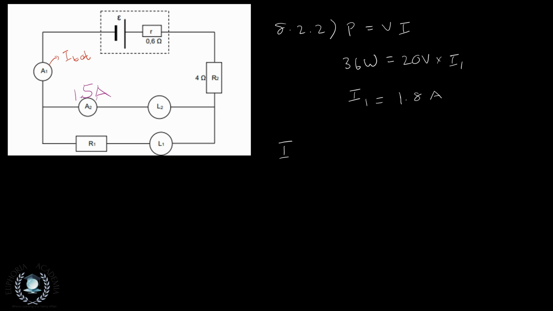Now, the total current, as stated before, is a combination of I1 plus I2. We already found I2. Our I1 is 1.8 amps, and I2 we found to be 1.5 amps, and in total that will give us a total current of, my mistake, 3.3 amps.